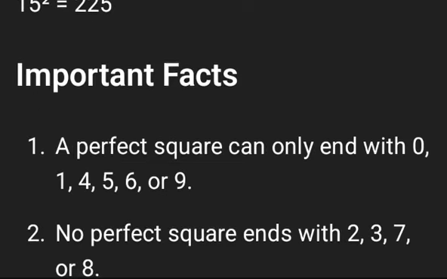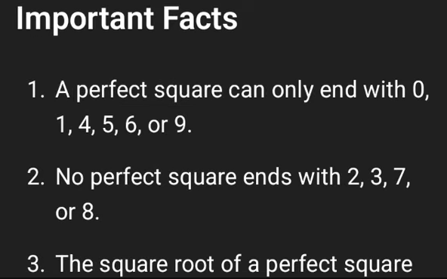And here are some important facts to remember. A perfect square can only end with 0, 1, 4, 5, 6, or 9. No perfect square ends with 2, 3, 7, 8. These first two points, you all have to just remember easily. If you have an MCQ exam or anything where they ask which is not a perfect square, then you can identify it, and this can be a useful trick.